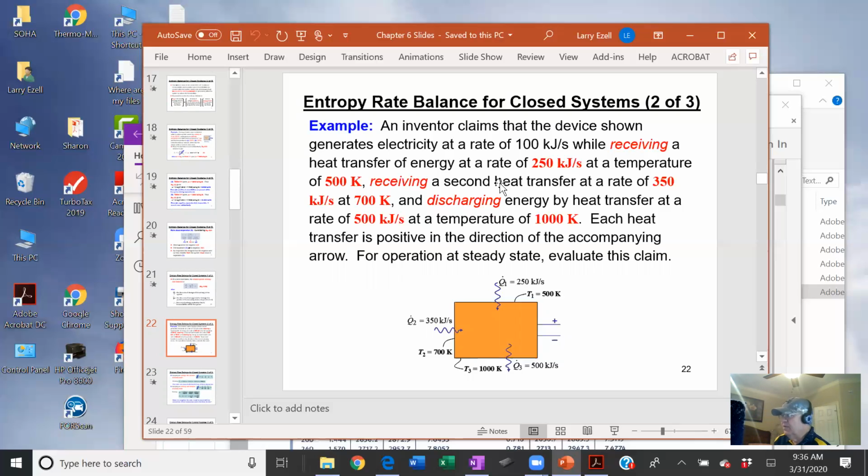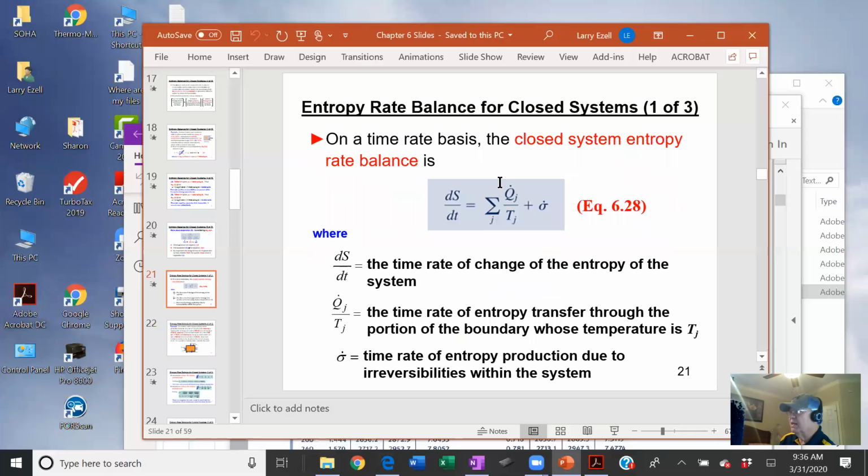Each heat transfer is positive in the direction of the accompanying arrow. Well, that's true, but if we use our heat transfer polarity, where heat transfer in is positive, heat transfer out is negative, we get the same as the arrows. All right, so the problem ends by saying, for operation at steady state, evaluate his claim. All right, so let's apply this equation right there.